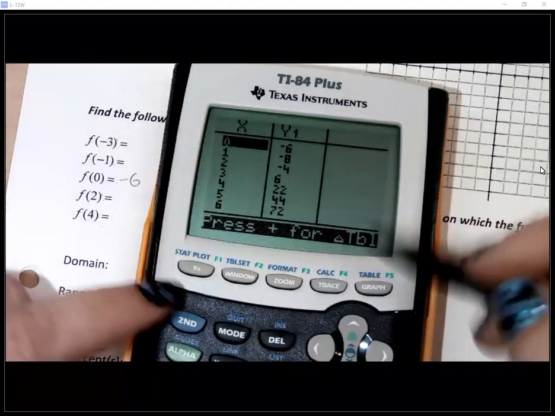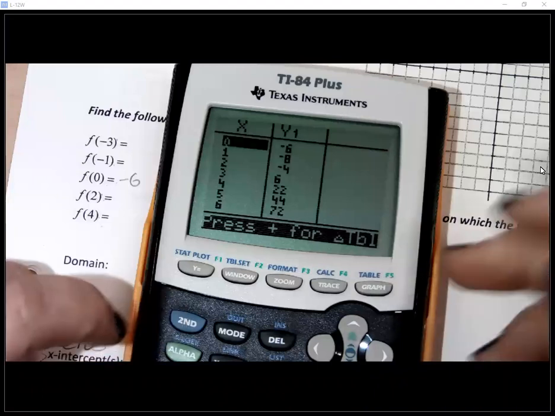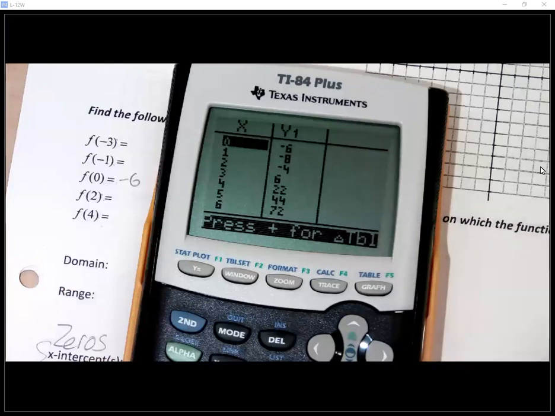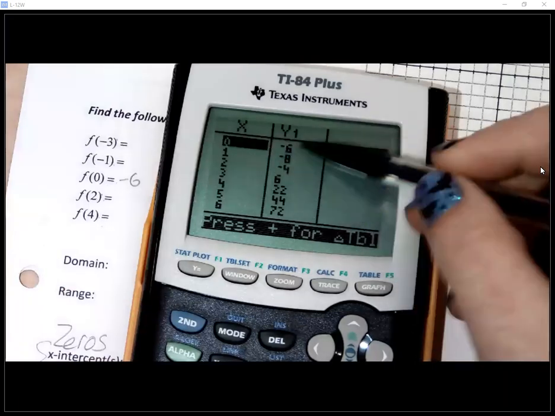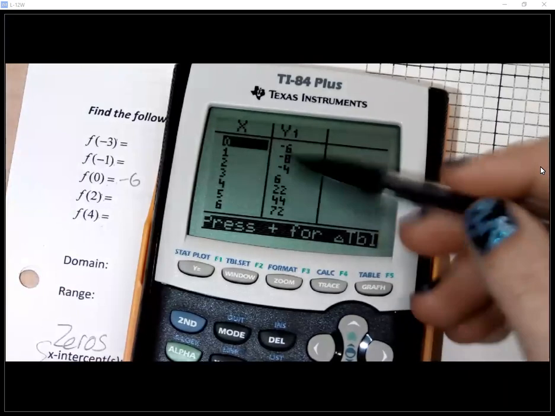So I don't know if you guys heard, but you can also use the table. If you hit second and then graph, that brings up this table. This one will give you the X and Y coordinates. But like I said, there are some limitations, because what if I want to evaluate when X is 1.5? I'd either have to change my table to show me 0.5 increments, or I can just do the value. So I usually do the value, but this will give you a whole bunch of them at once.